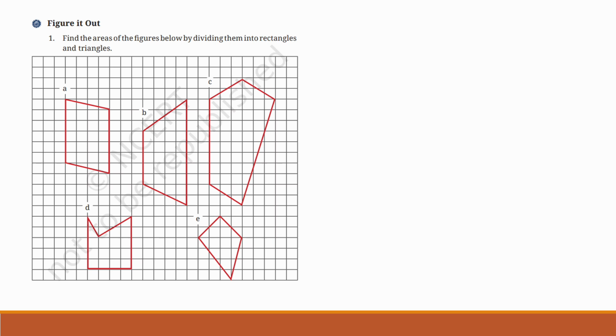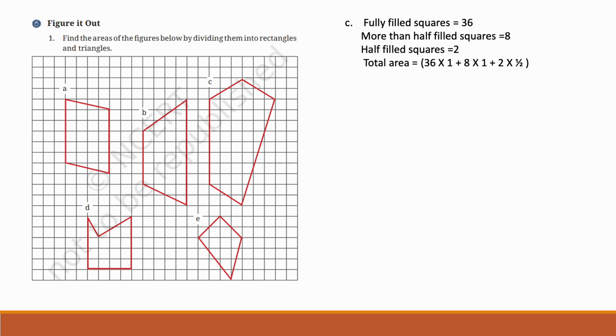Next one. See the next figure, figure C. How many fully filled squares are there? 36. More than half filled squares, 8. Half filled squares, 2. Total area 36 into 1 plus 8 into 1 plus 2 into half. That is 45 square units.